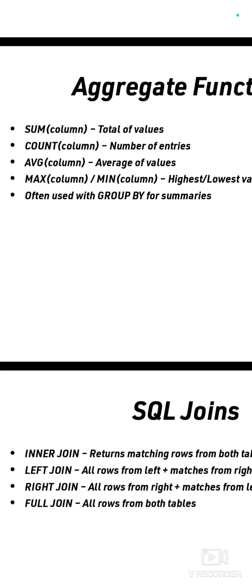Fourth one is MAX or MIN. The MIN and MAX functions return the smallest and largest values from a column. MIN represents the minimum value. MAX represents the maximum value.